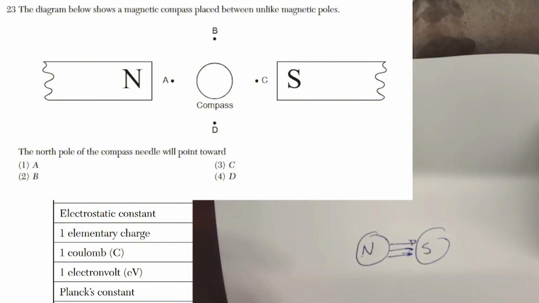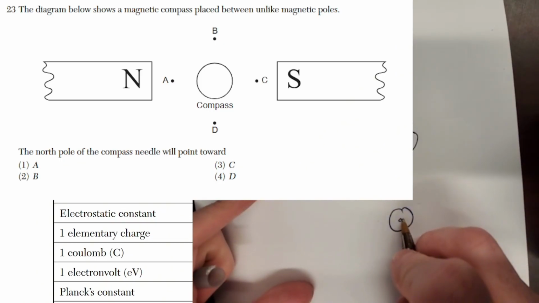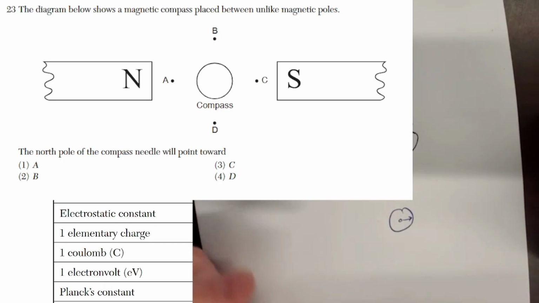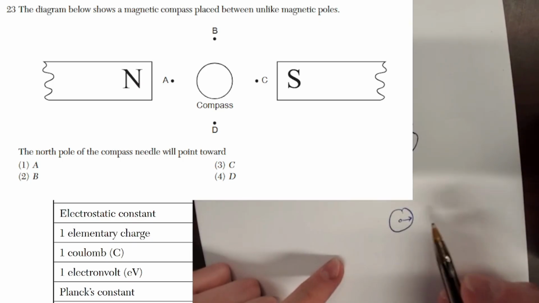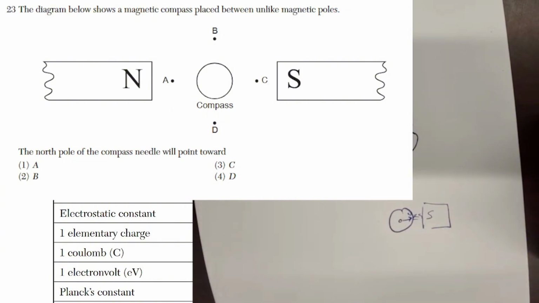So your compass is in the middle of the page, and the north pole of that magnet is going to be pulled toward the south, right? North and south attract each other. So if the south is over here, and this is the north pole, north and south attract each other. So it's going to be pointing towards C.